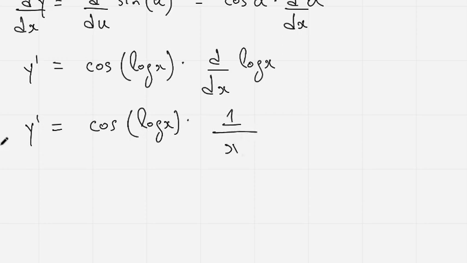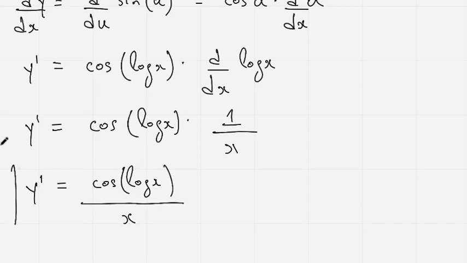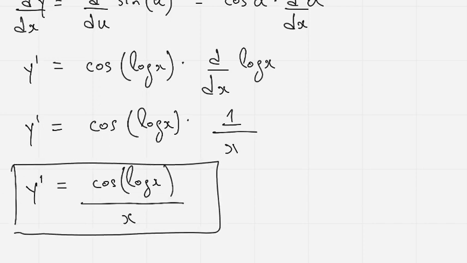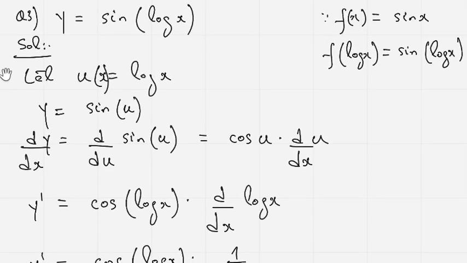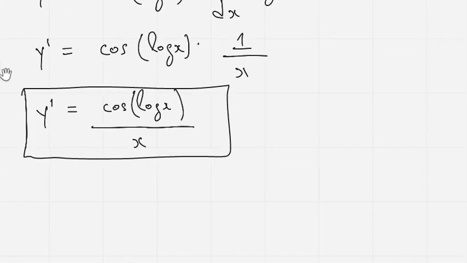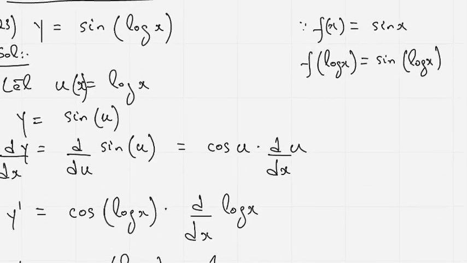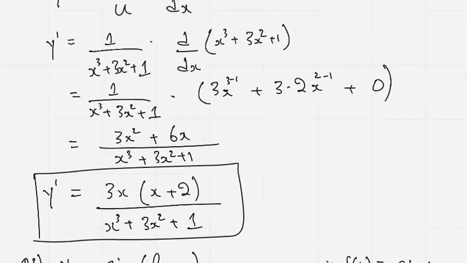Okay, so that's it. So your answer is going to be cos log of x, make sure that you are writing the angle inside the bracket, upon x. And this is the derivative of your function within a function, the derivative of your logarithmic function within your trigonometric function. That's how you apply the chain rule process. So I hope that the concept of chain rule is somewhat clear to your mind.